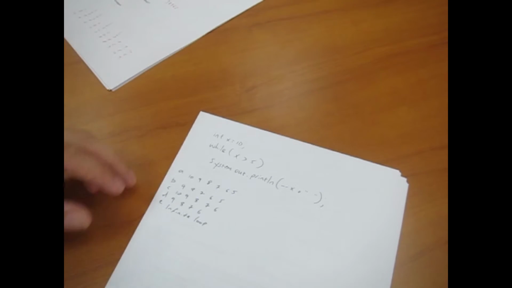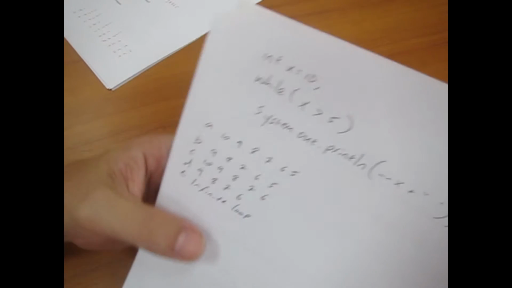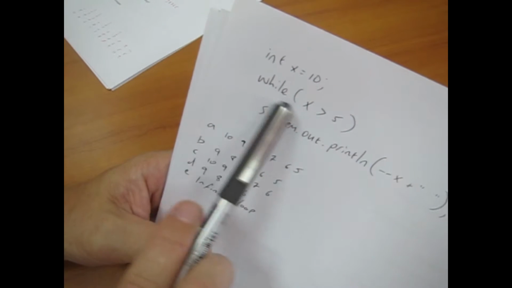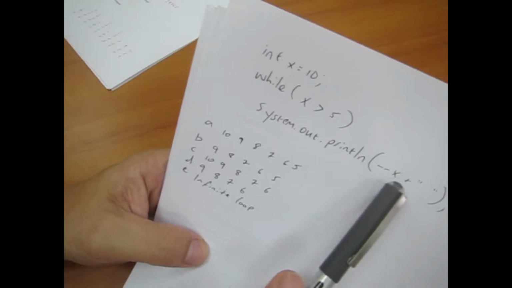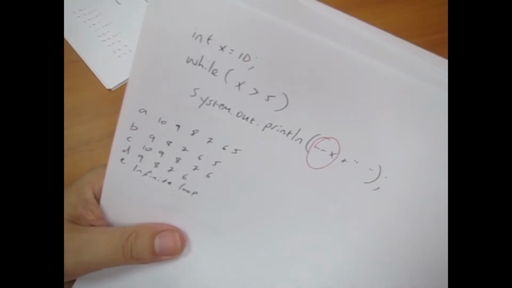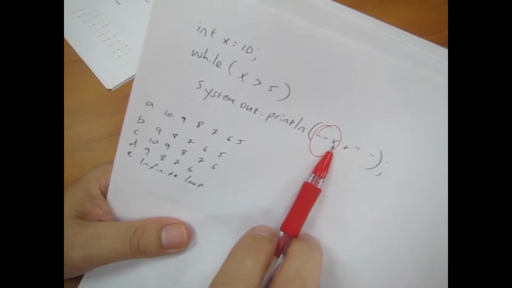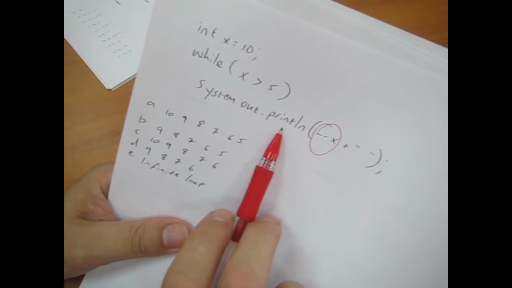So we're going to look at the solution to question 2 in the exam paper. This was question 2. We have a variable here, x, set to 10. We have a while loop, and we have a System.out.print statement. Within that statement, we have this tricky little minus x. So what this will do is Java will change the value of x and then run the System.out.print statement.